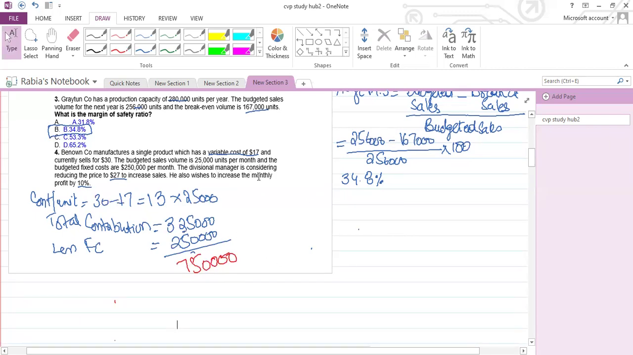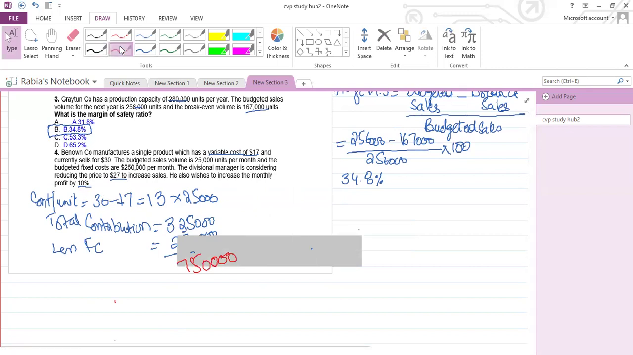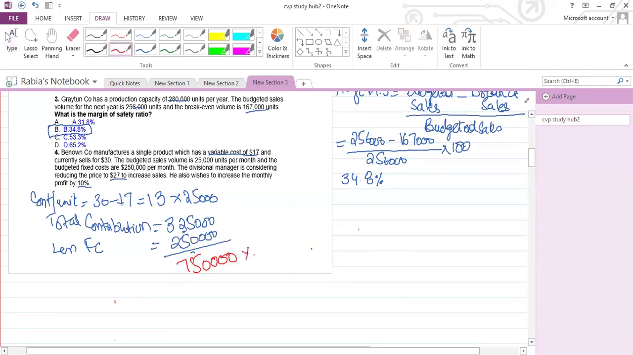Now, the divisional manager is considering reducing the price by 27 to increase the sales. He also wishes to increase the monthly profit by 10%. Your profit will increase by 10%. You will take 110% of this profit. It becomes 82,500.